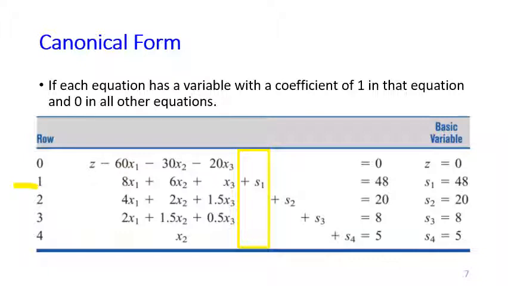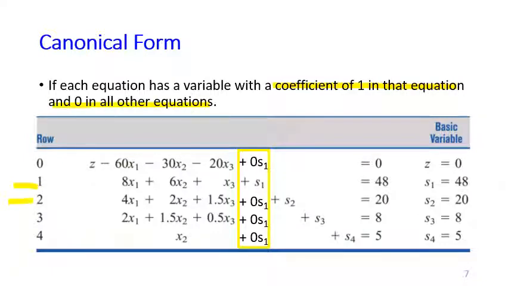So let's take a look at the first row, the first equation or the first constraint. Here you have S1 with coefficient plus 1. However, S1 does not appear in all other equations. From row 0 to row 4, you do not have S1, right? Or if you really want to write S1, you can write it down like this, plus 0 S1. So this follows the definition above, coefficient 1 in that equation and 0 in all other equations.